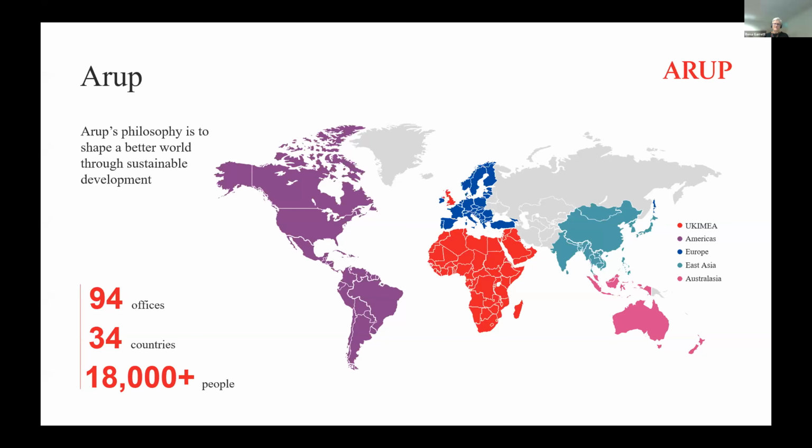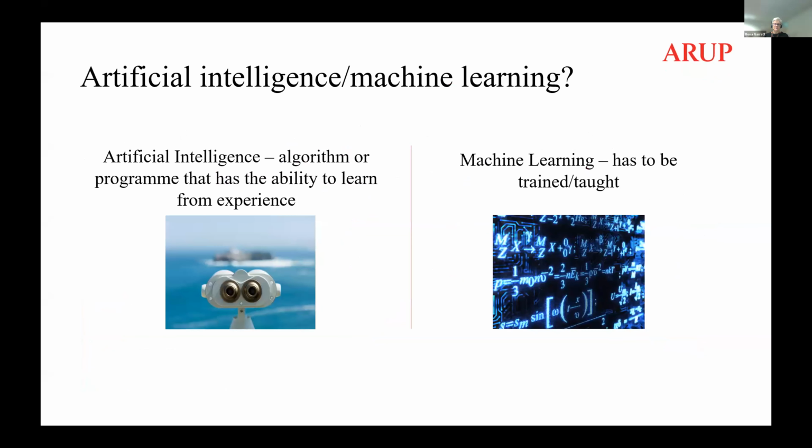So what is artificial intelligence and machine learning? Artificial intelligence is generally accepted to be an algorithm or program that has the ability to learn from experience. It can teach itself basically, whereas a machine learning algorithm has to be taught or trained by presenting it with a set of data first that it can learn from, and then you give it the blind set of data that it can use to do its job or its prediction.